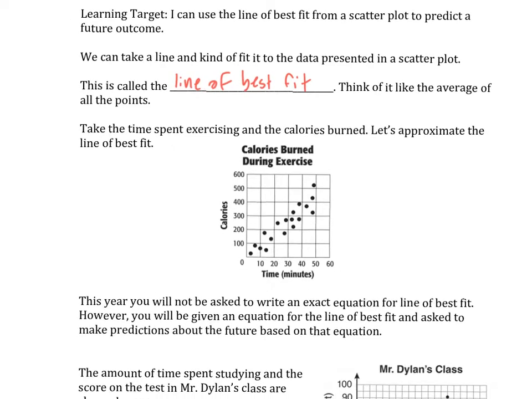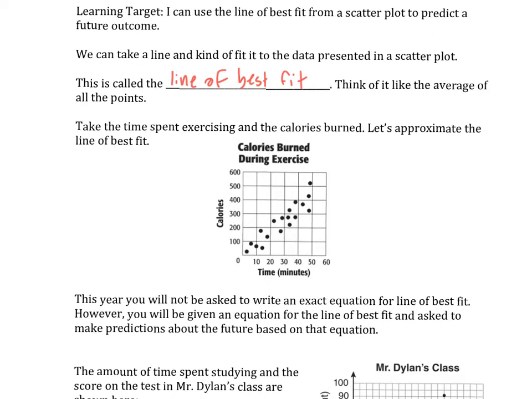So let's look at the scatter plot here. We're going to take the time spent exercising and the calories burned, and we're going to approximate the line of best fit. So we want to draw a line through all of these points that best represents all of those points, kind of through the middle here. I'm going to say that's pretty close to our line of best fit. We are just going to approximate it.